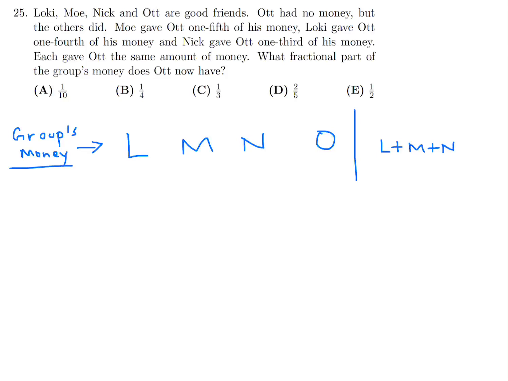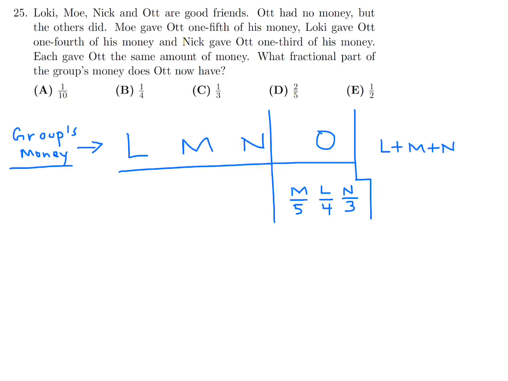And then what happens is each of these 3 friends gives Ott a certain amount. Mo gives 1/5 of his money, so M over 5 is how much Mo gives to Ott. And then Loki gave Ott 1/4 of his money, so L over 4. And then finally Nick gave Ott 1/3 of his money, so that's N over 3. So these are the amounts that Ott receives.